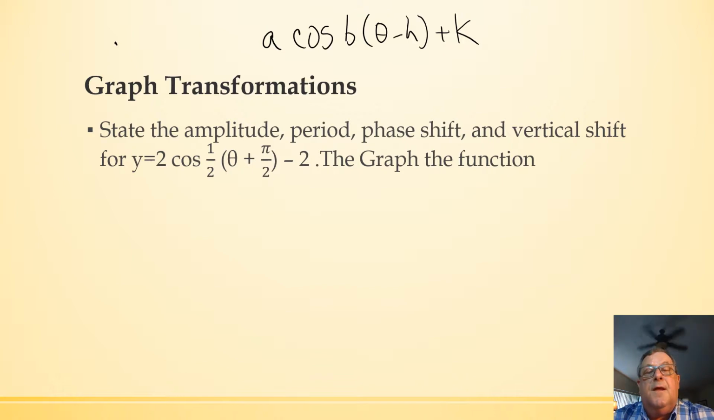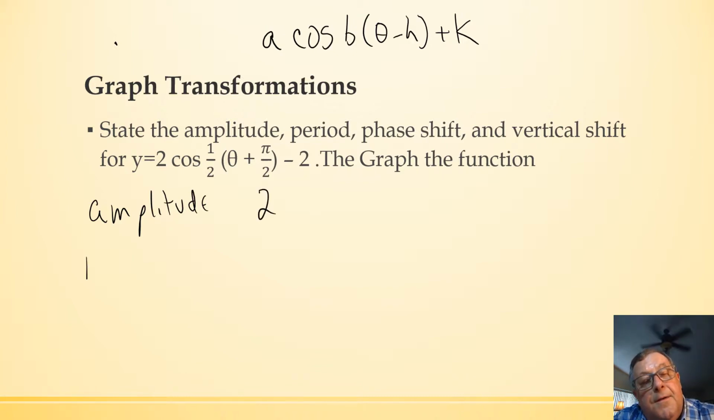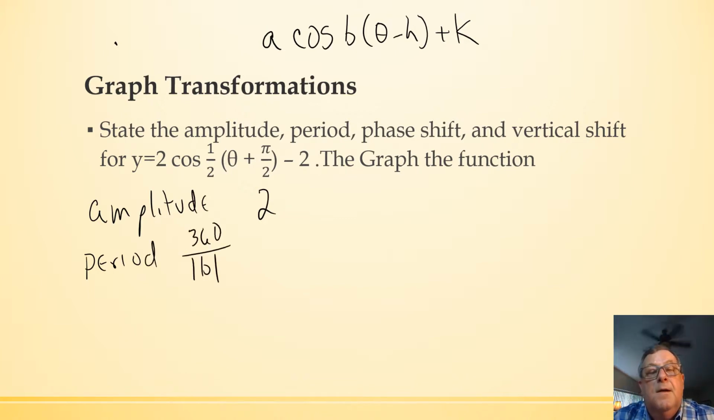So we're asked here to state the amplitude, period, phase shift, and vertical shift for y equals 2 times the cosine of 1/2 theta plus pi over 2, and then minus 2. Well, our amplitude is 2. Our period. Now it's a cosine function, so we start with 360 over the absolute value of b, and b being 1/2, so we got 360 over 1/2.